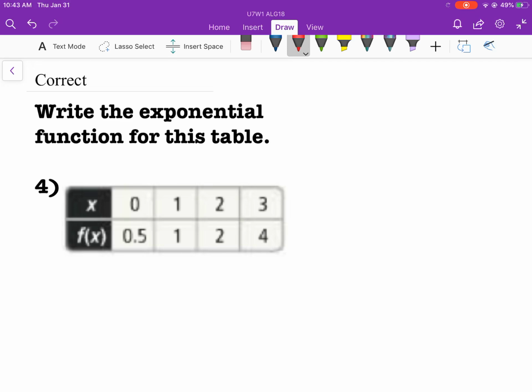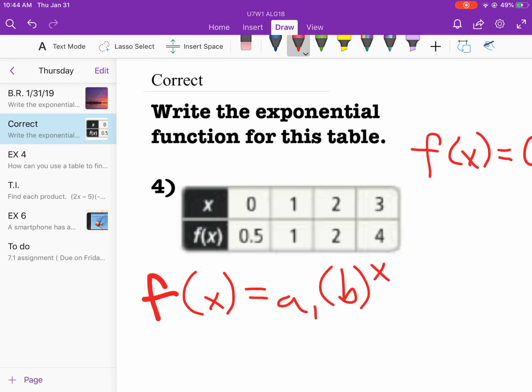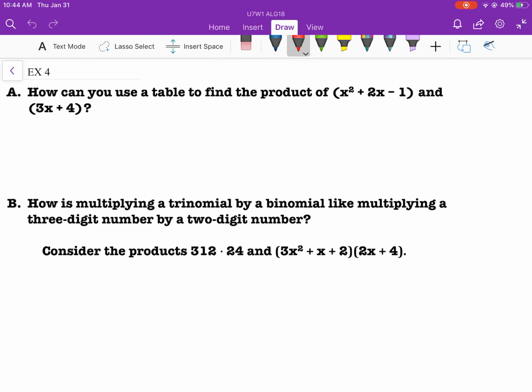This is the right exponential function for this table. Exponentials have this form in general, where this is A1, this is the rate, and x is just x. So this one would be f of x is equal to 0.5 times 2 to the x. So this is where we left off yesterday.